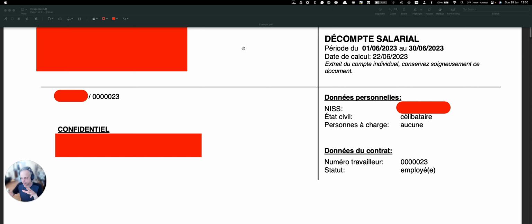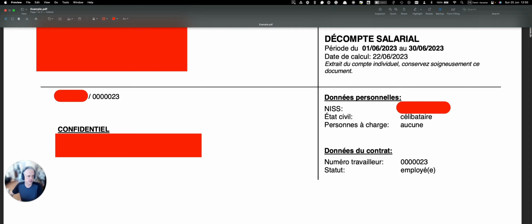So the part in red, the top left corner, for example, used to be the reference of the employer. And below the confidential notice, it's the name of the employee. On the right, you have the period for which this payslip has been issued, so July 2023, it's all written here. The date it was issued, the 22nd of June 2023.